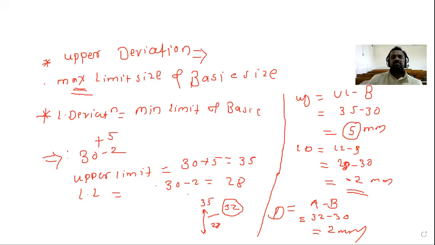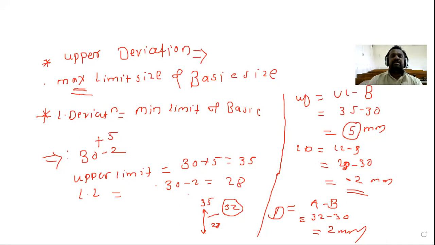What is meant by the zero line? It is the graphical representation of the basic size. The zero line indicates the exact basic size. The upper side of the zero line indicates the upper deviation, the positive side, and below it is the negative side.